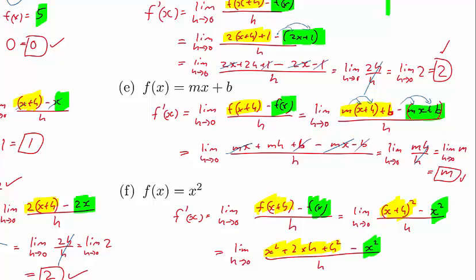Then we have that green there. Alright, and so we also have an x squared minus an x squared. Those are going away. And so what do we have left? We have the limit as h goes to 0 of 2 times x times h plus h squared divided by h.